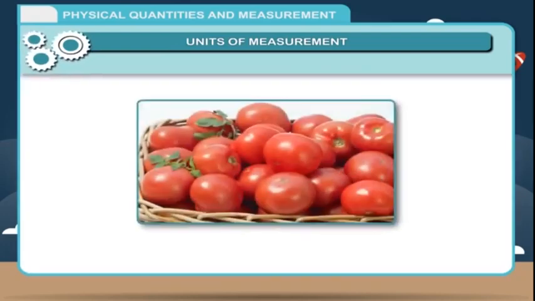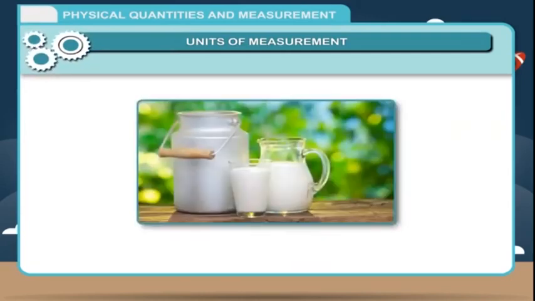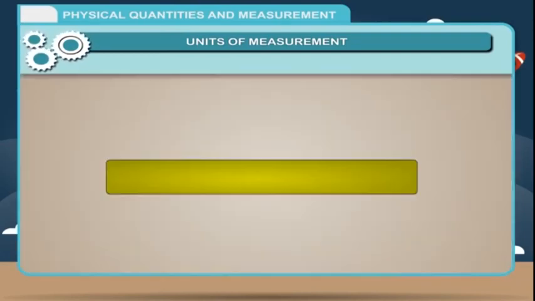Examples: 1. When we say the quantity of tomato is 5 kilograms, then 5 is the numerical value and kilogram is the unit of mass. 2. If the amount of milk is 4 liter, then 4 is the numerical value and liter is the unit of volume. Nowadays, to measure the length, we use the unit meter.